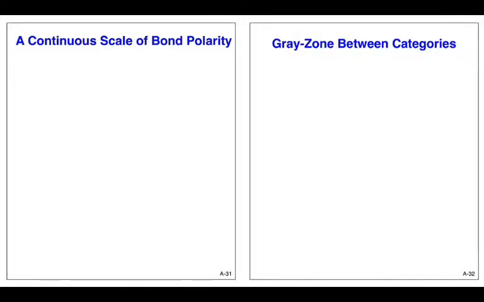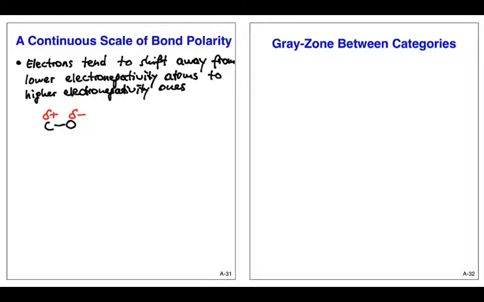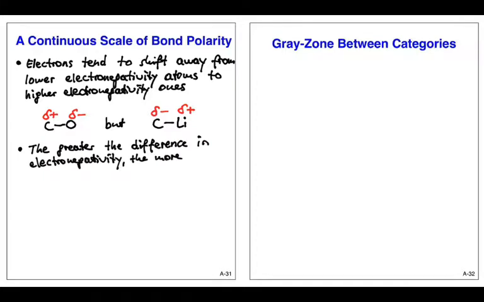In general, electrons tend to shift away from the atom with lower electronegativity towards the atom of higher electronegativity, as we already said. So again, we have our carbon-oxygen bond. But if you have carbon involved in another bond, for example with lithium, which is less electronegative than carbon, now the polarity shifts the other way around. So here carbon will have a delta minus charge, and the lithium a partial positive charge. Of course, the greater the difference in electronegativity between the atoms, the more polar the bond.